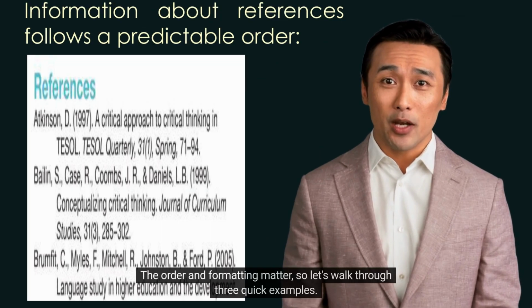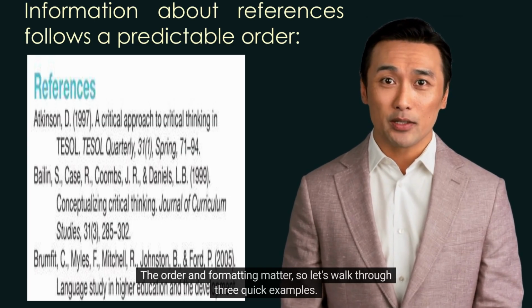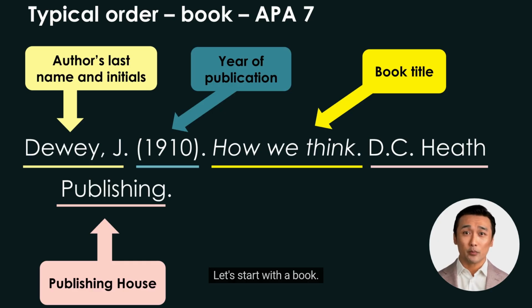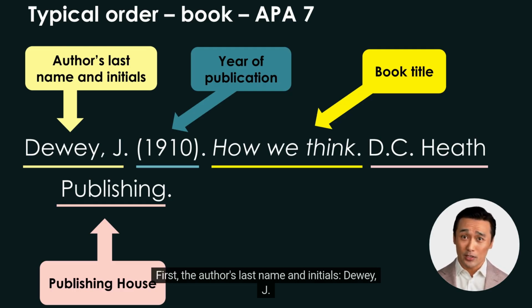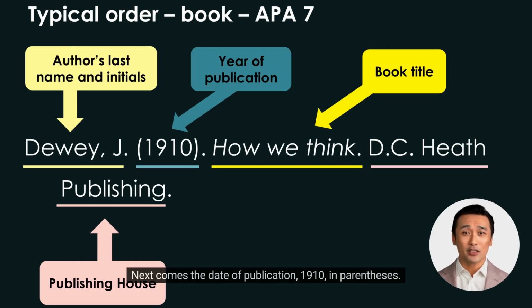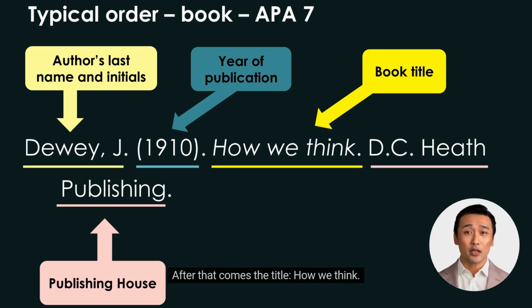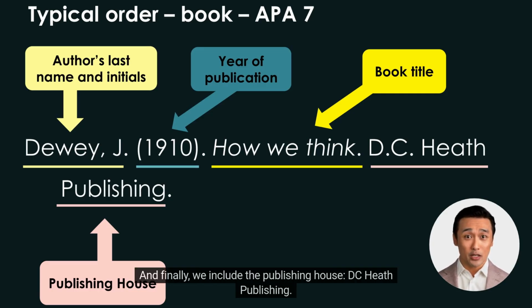The order and formatting matter, so let's walk through 3 quick examples. Let's start with a book, for example, How We Think by John Dewey. Here's how we organize the reference. First, the author's last name and initials, Dewey, J. Next comes the date of publication, 1910 in parentheses. After that comes the title, How We Think. Notice it's written in italics. And finally, we include the publishing house, D.C. Heath Publishing.